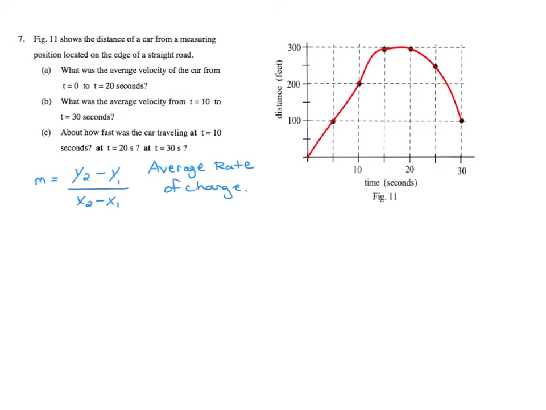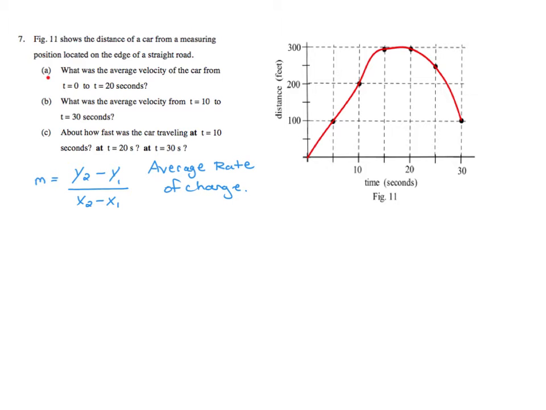For this question, we have a graph that shows the distance a car traveled from a starting position along a straight road. And part A is asking for the average velocity of the car between 0 and 20 seconds. And to get that average rate of change, I'm going to use the formula for slope. So it's nice to visualize it first though.